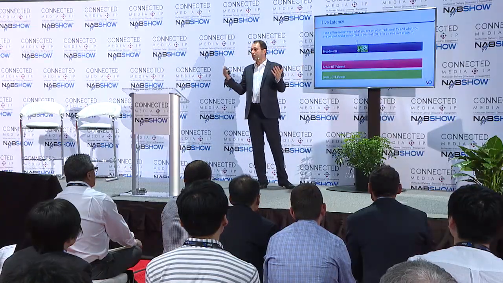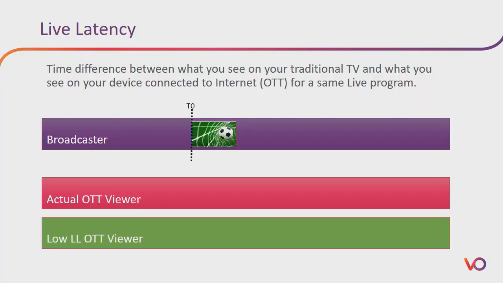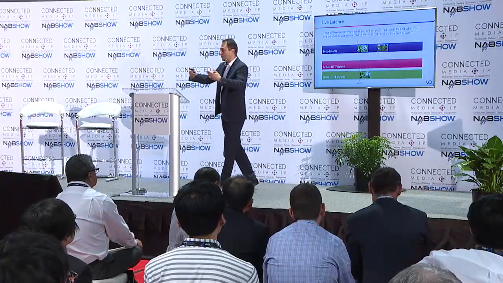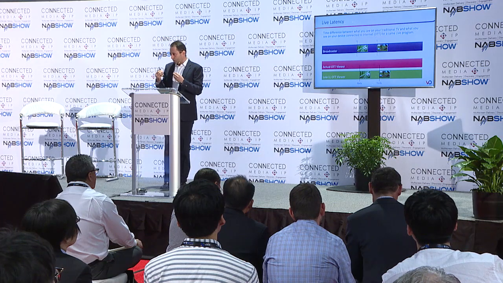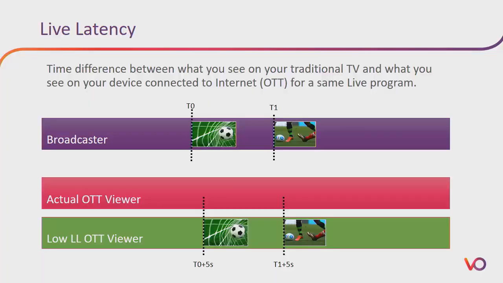If you are on a traditional TV, there's a goal. If you have low live latency on your tablet or smartphone, a few seconds after, you will also watch this event. Then you go to another scene, something happens during the football match. Again, with the traditional TV or with the low live latency system in place, you can watch what's happening in the real stadium.